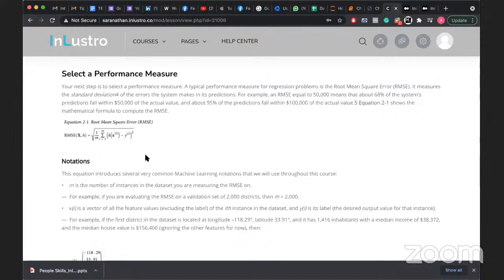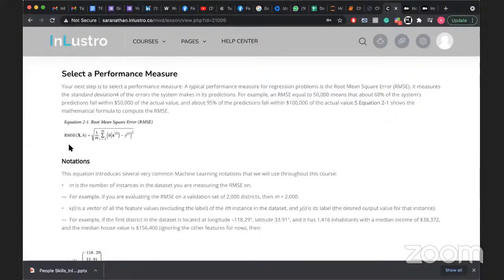Predicted value minus actual value will give the error. Supposing the actual value should be 10, but I have predicted 8. What is the magnitude of error? 2. But if the actual value is 10, but I have predicted 12, what is the magnitude of the error? Minus 2. But as far as I am concerned, the magnitude is the only thing I'm bothered with. I'm not bothered about the sign, right? So what are the only two ways in which the sign can be removed? Either by absolute value or by square. So root mean square value is the formula we are looking at.